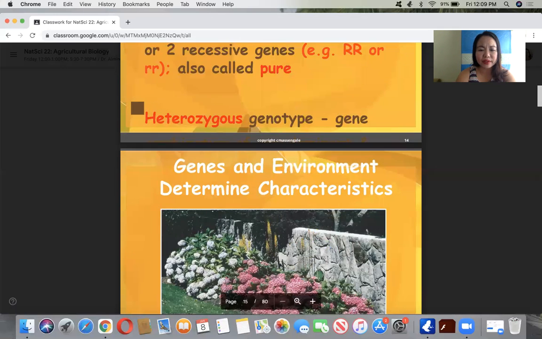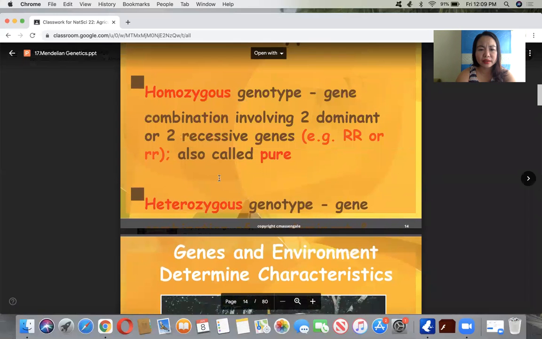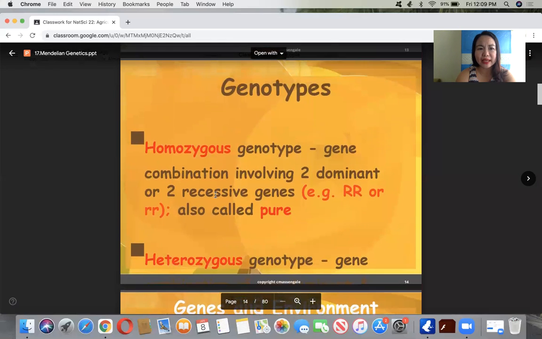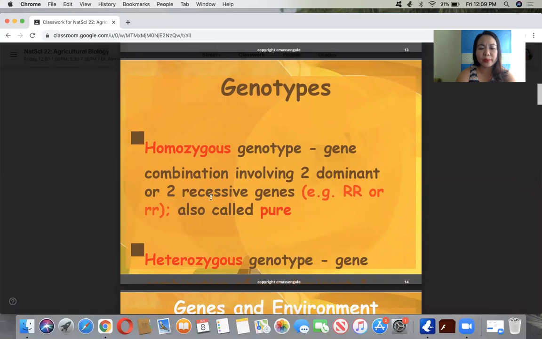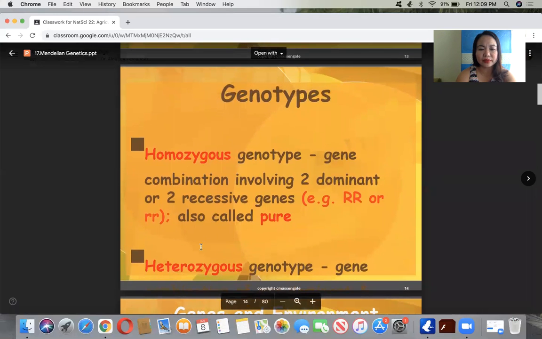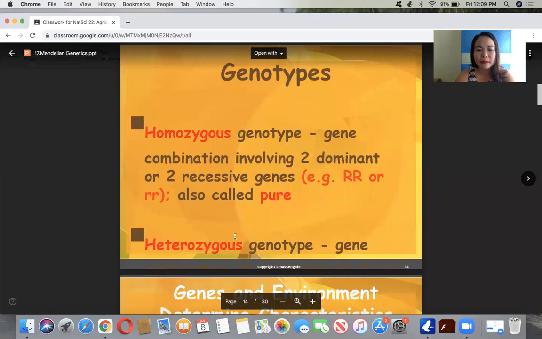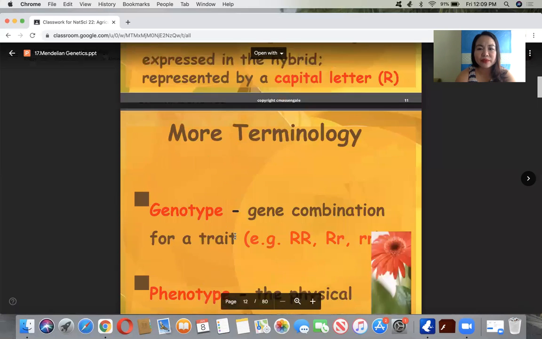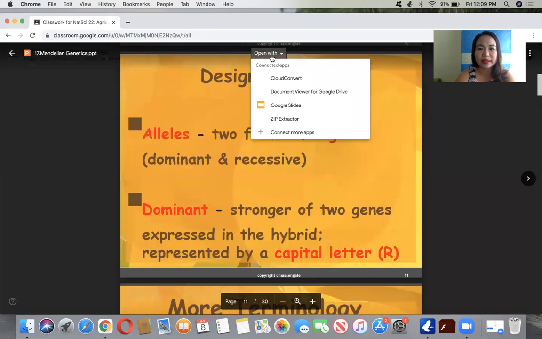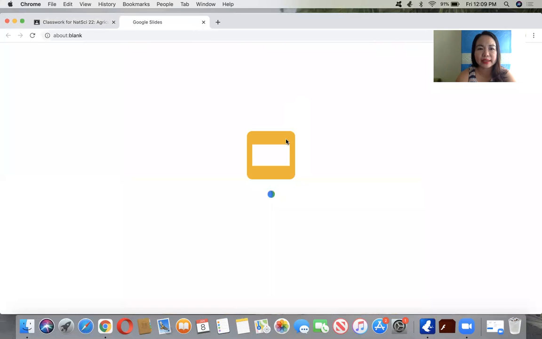Talking about genotypes, it can be homozygous or heterozygous. I'm sorry for the slides. You can always go back and check this one later on. Maybe if I open this one, then I can edit it in Google Slides, so I can show you the whole text in the slides.